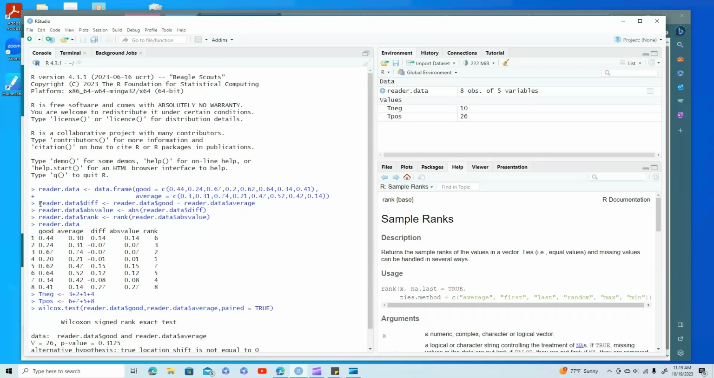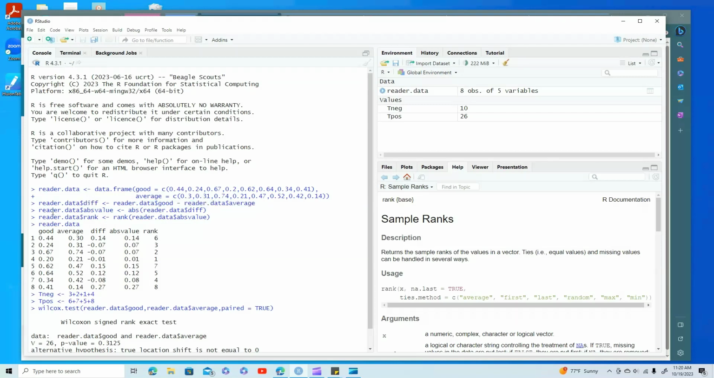Now what I'm going to do is reader data $. So I'm going to be adding difference to my reader data, and I'm going to define that variable difference as reader data $good. So it's going to call all the good data minus reader data $average. So it's going to subtract 44 from 30, and that's where the -14 is going to come from. Okay, so this line right here is creating this difference column.